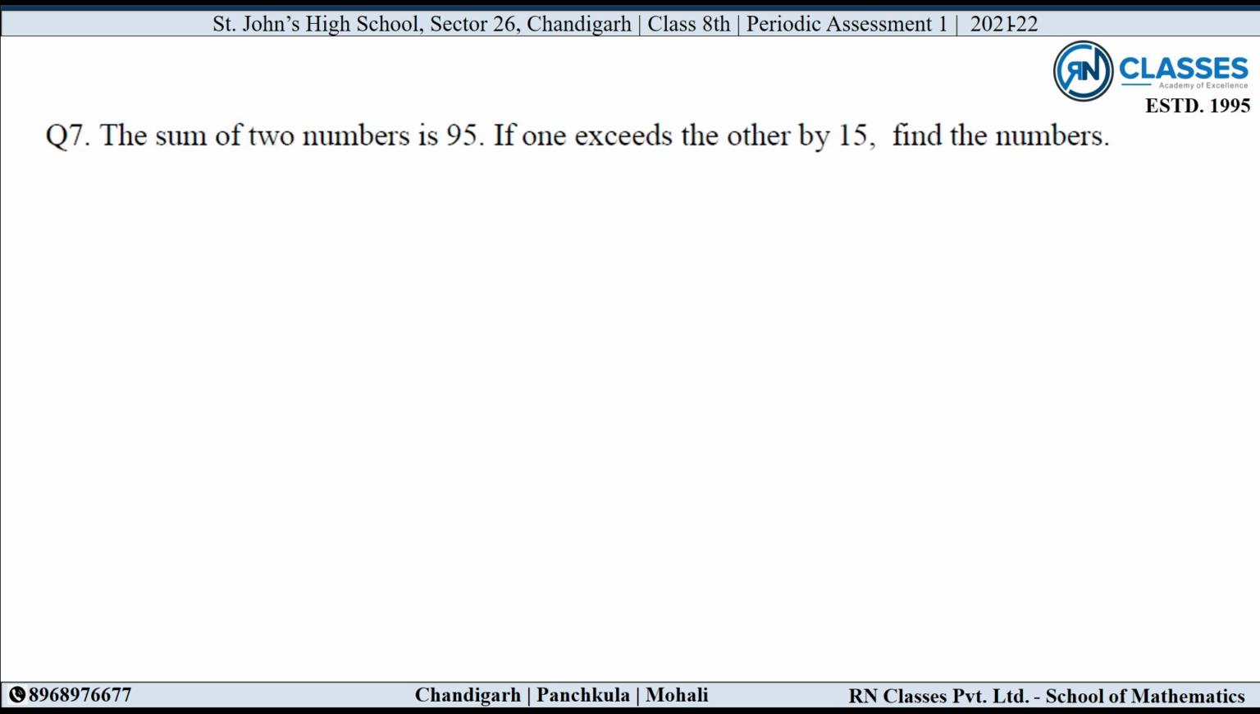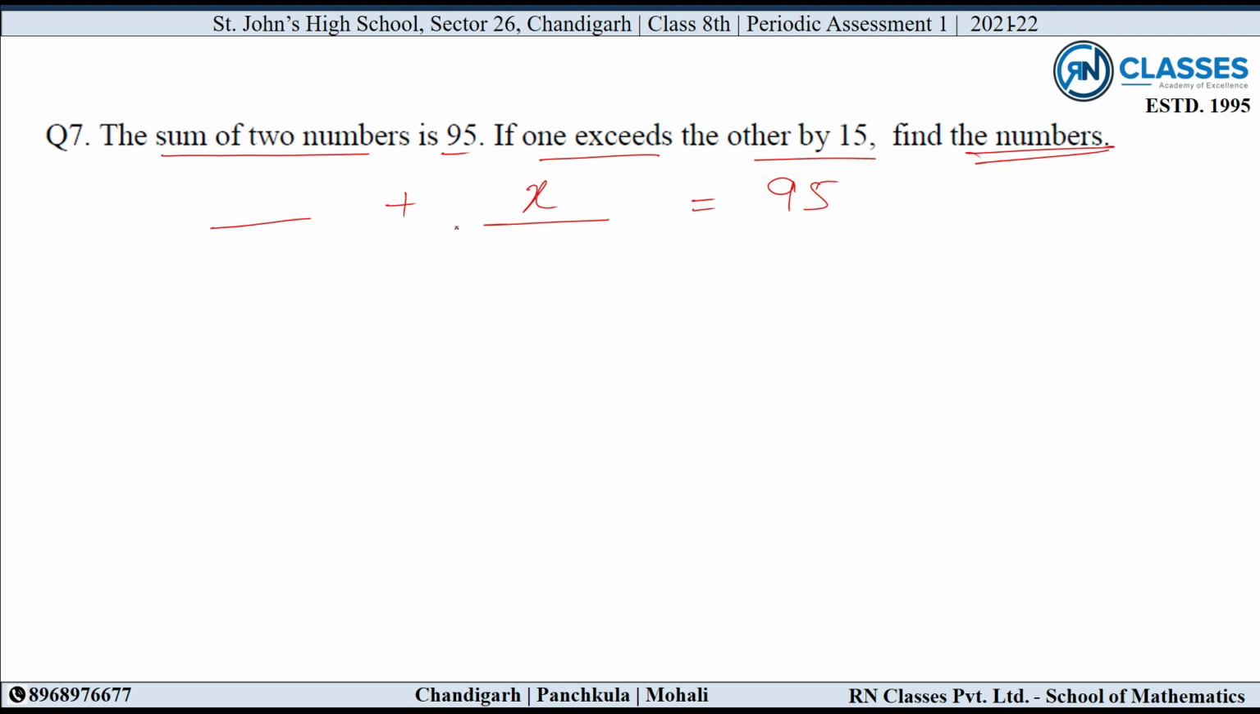Question number 7. Again 2 marker. The sum of two numbers is 95. One exceeds the other by 15. Find the numbers. Okay, we have to find the numbers. The sum of the two numbers is 95. We don't know any of the numbers. Take one number as x.